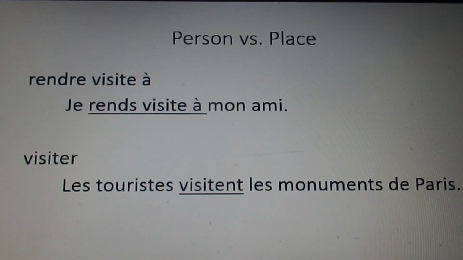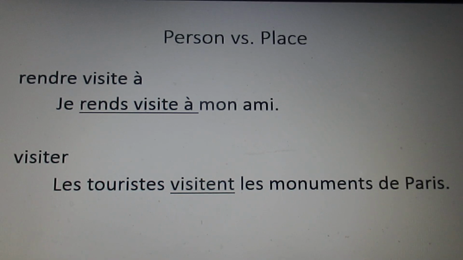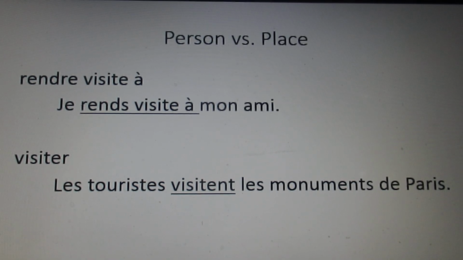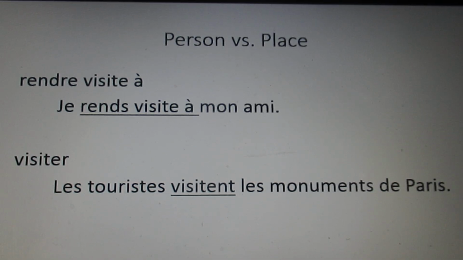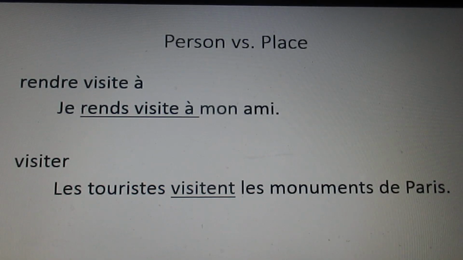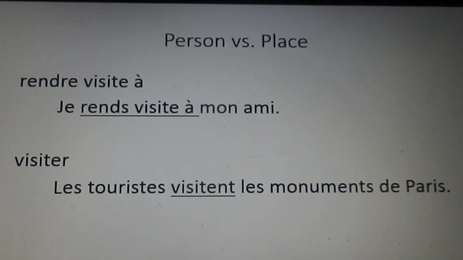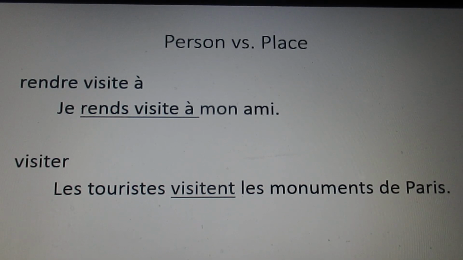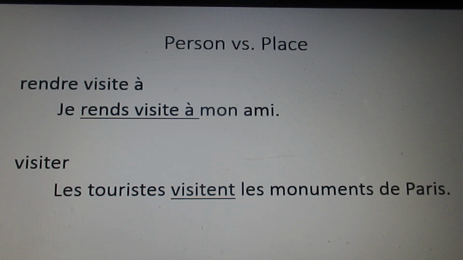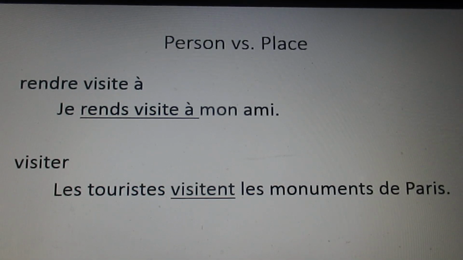One thing to note here is the difference between rendre visite à and visiter. So rendre visite à, one of our RE verbs, is talking about when we're visiting a person. So for example, je rends visite à mon ami. So we have the verb rendre, taking off my RE, changing it to agree with je, so I have my S. Visite does not change. Then I have my preposition à that goes with that. And then I'm saying who I'm visiting, mon ami.